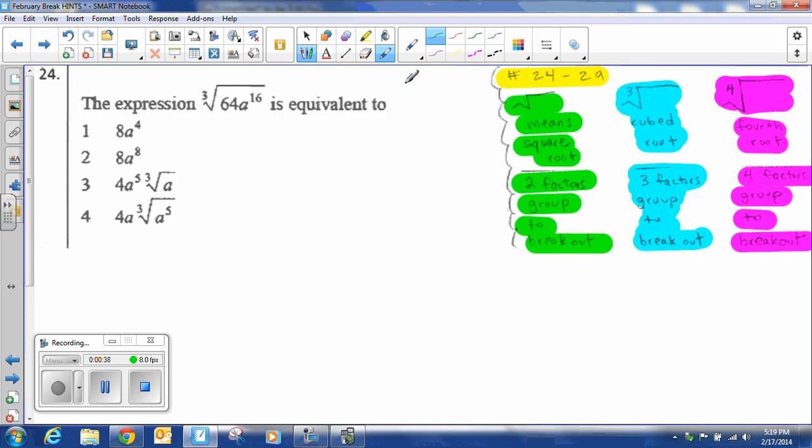Number 24 through 29, basically you have your square roots, your cube roots, and your fourth roots. And this goes along with the way I taught this, where square root jail you can break out in groups of 2. Cube root jail requires groups of 3, and fourth root jail requires groups of 4, where only one member of each group actually makes it out.